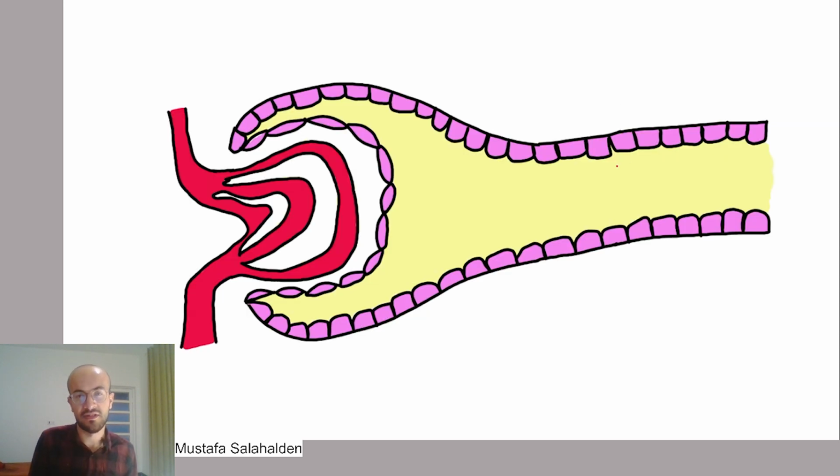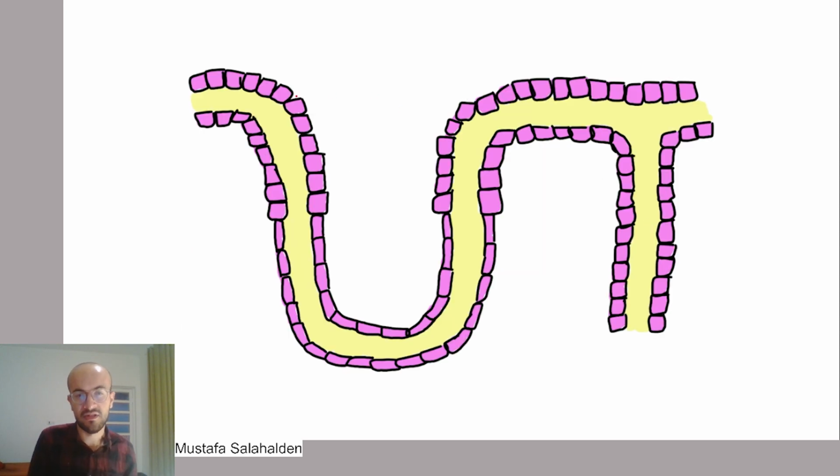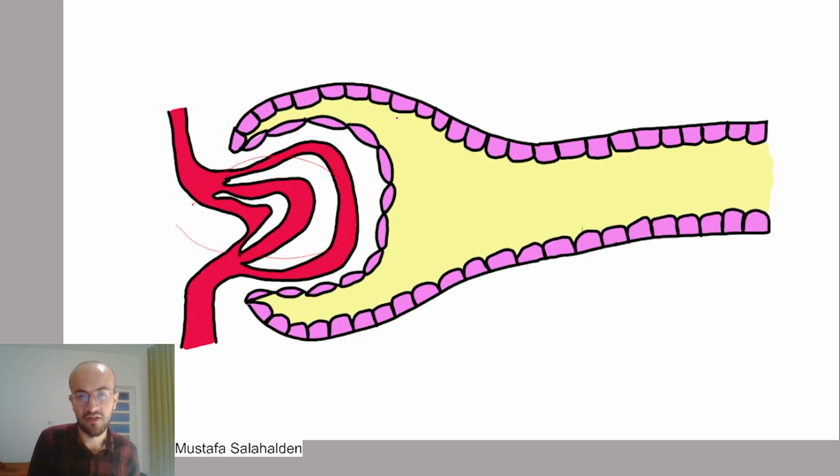So this picture shows the nephron, which is the functional unit of the kidney, and this picture shows the glomerulus right here. So glomerulus, and then we have the bowman capsule here and the proximal convoluted tubule. And this picture shows the loop of Henle and the distal convoluted tubule and the collecting duct. So let's start with the glomerulus here.